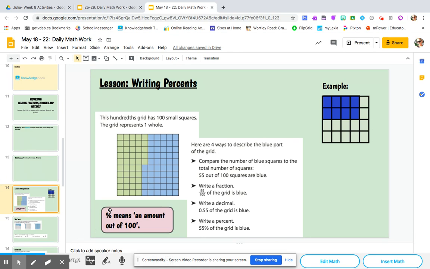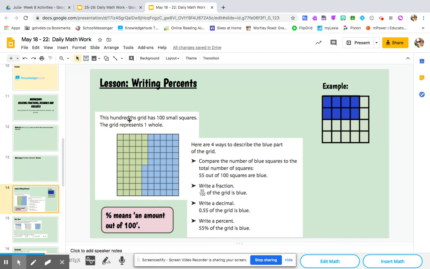Percent just means an amount out of 100. As soon as I say an amount out of 100, you're probably already relating that to fractions. Out of 100 gives us a denominator of 100. That's absolutely true, and hopefully that's going to simplify it for a lot of us since we already have a good understanding of fractions.